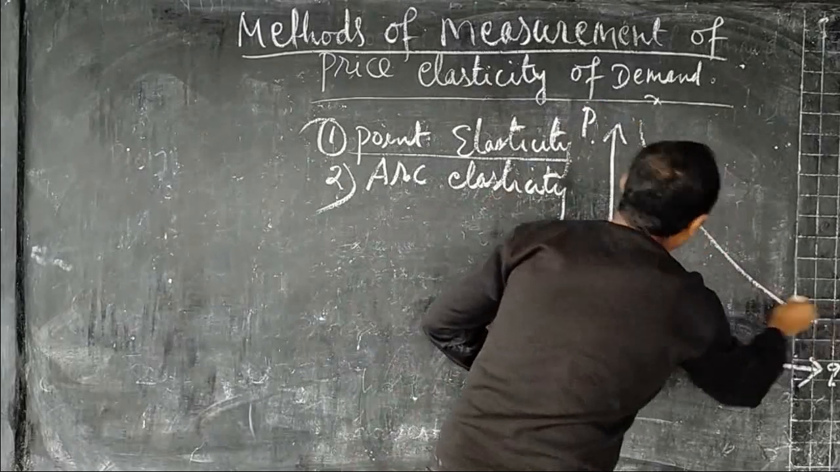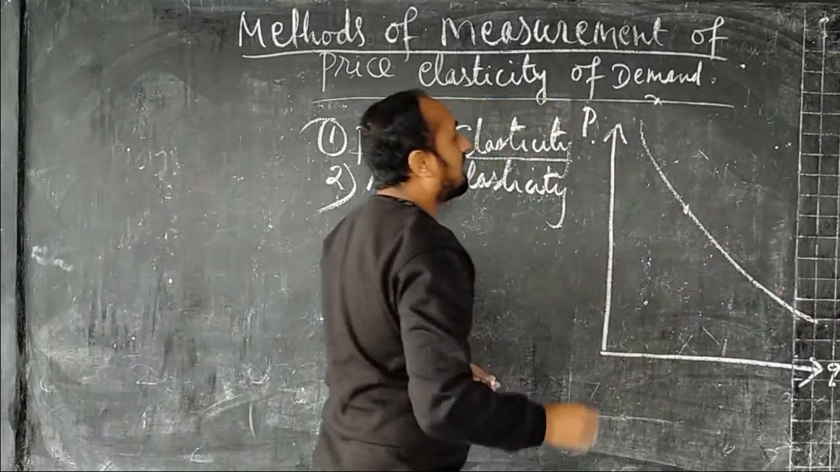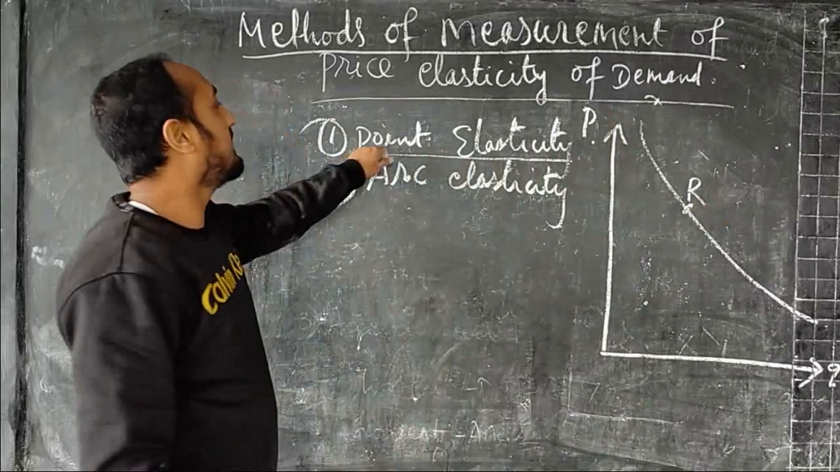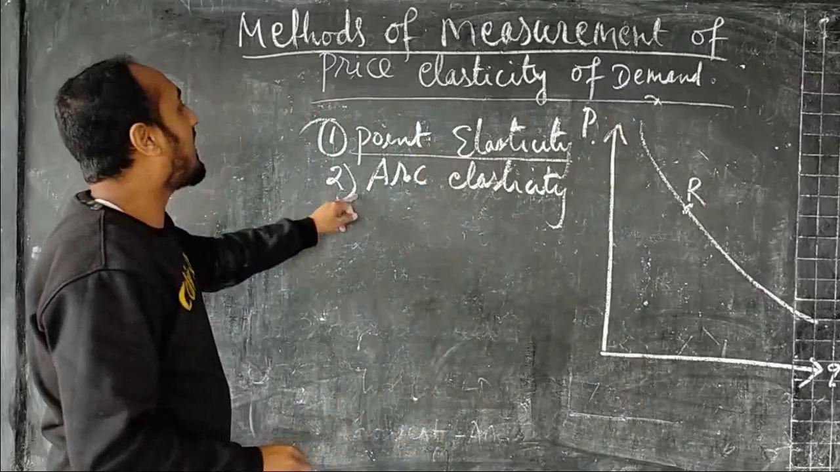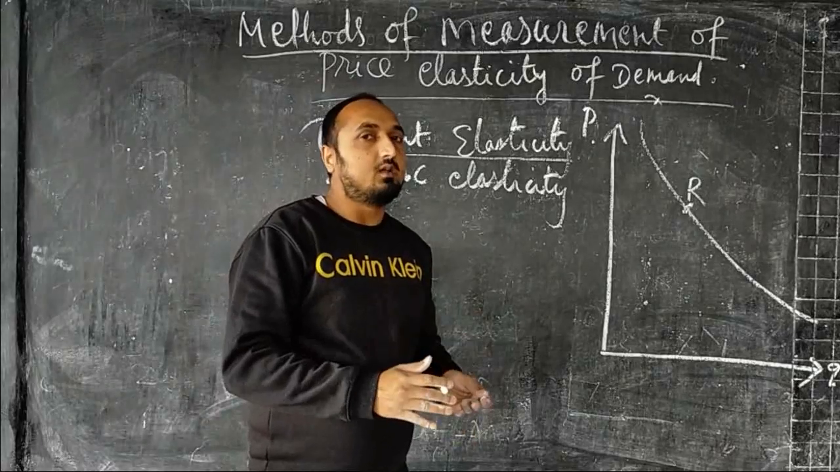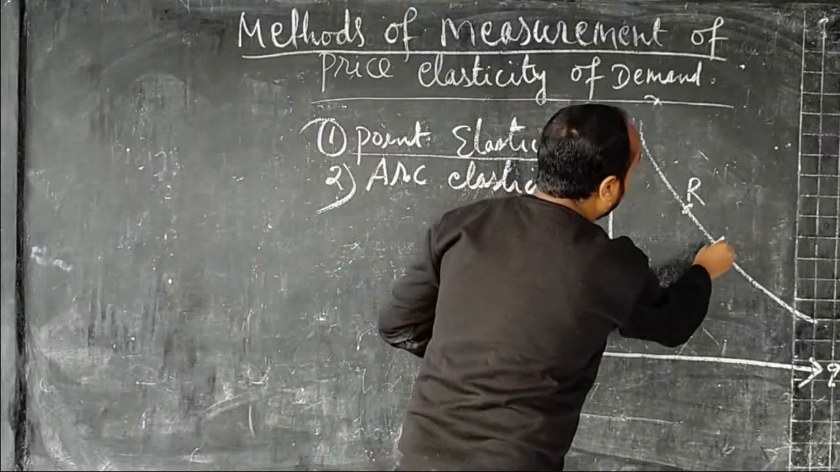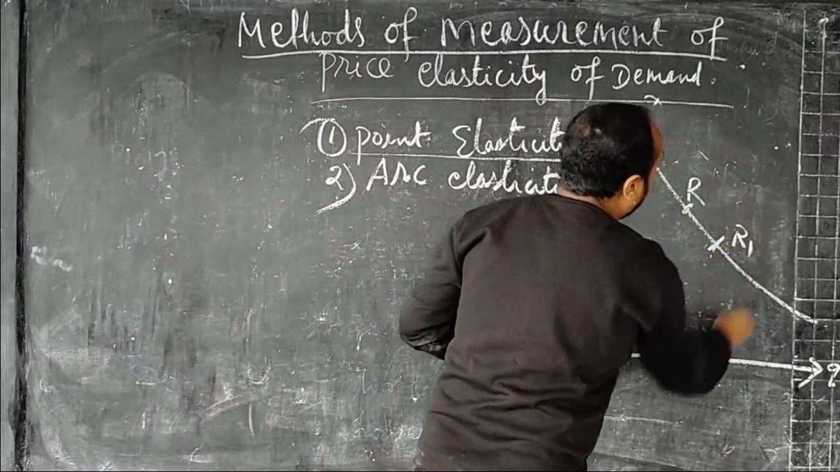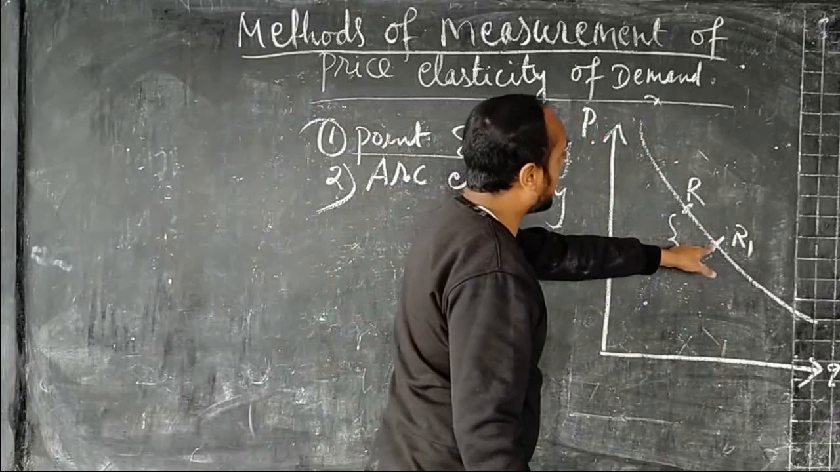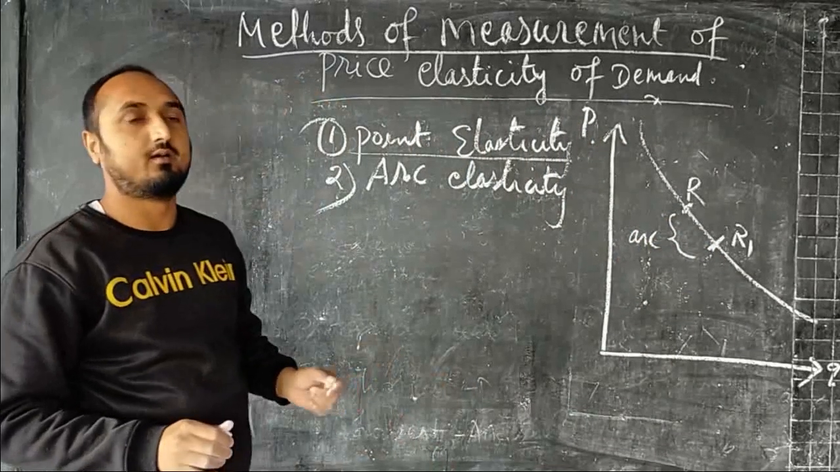Suppose this is our demand curve. Now, on this demand curve, when we are measuring the value of elasticity at a point R, then this concept is called point elasticity. Now, next one we have arc elasticity. So, arc elasticity means when we measure the elasticity of demand between a finite range or between 2 points. Suppose say we have 2 points R and R1. So when we are measuring the value of elasticity between these two points R and R1, then this concept is called arc elasticity of demand.